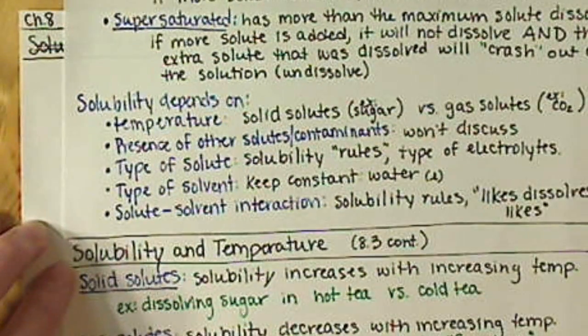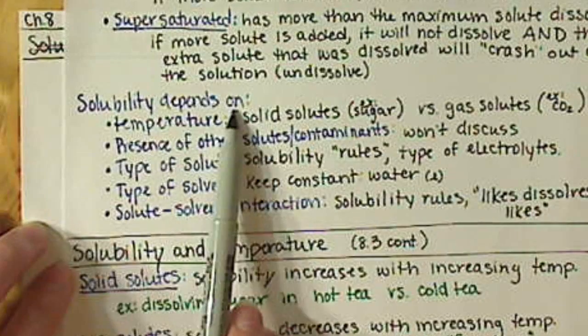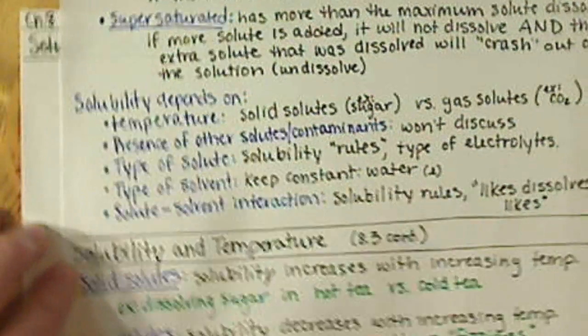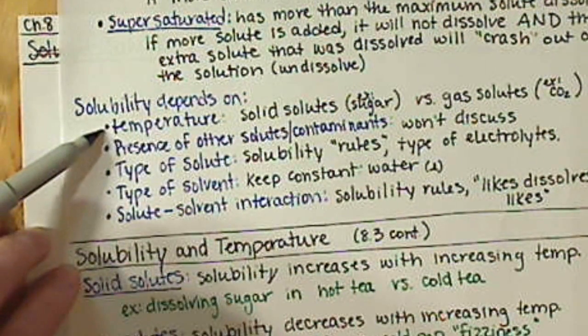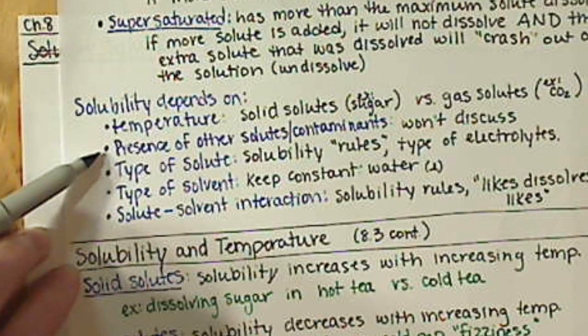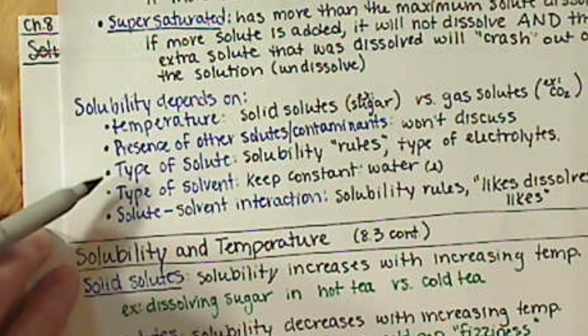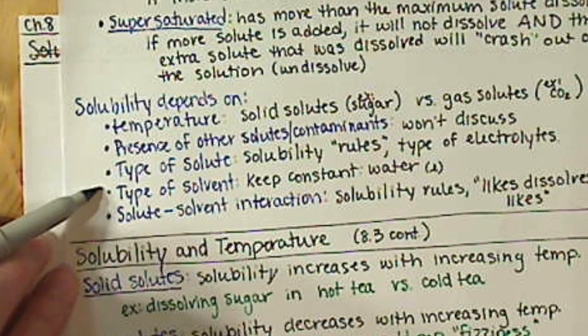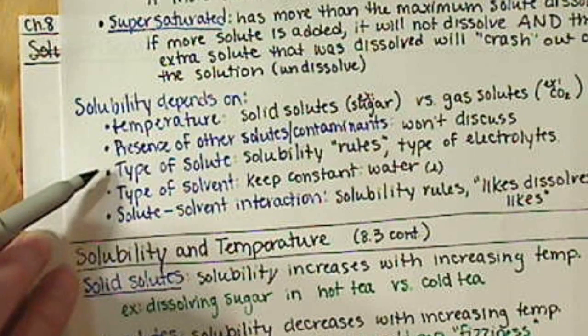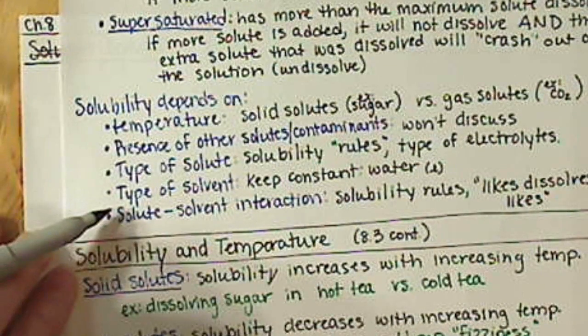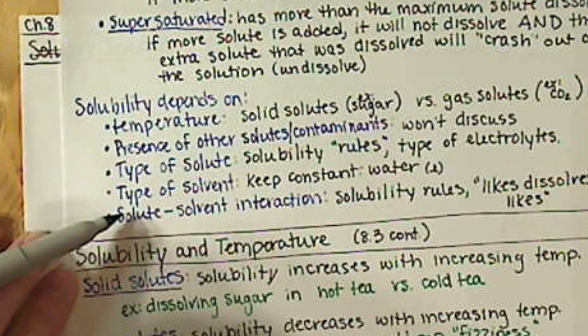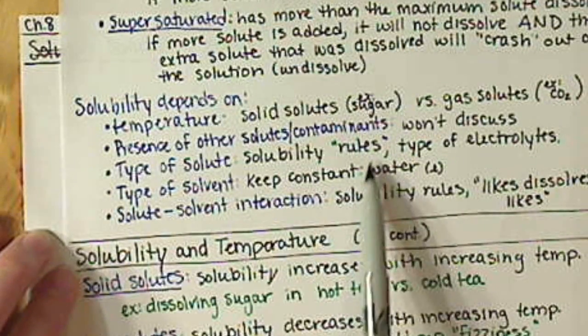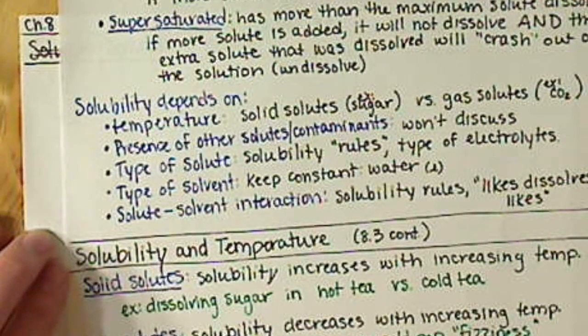So if we recall from our previous lecture, our solubility depends on a number of things. We talked about temperature. We're not going to discuss the presence of other solutes or contaminants. Our type of solvent, we're going to be dealing with water now, so that doesn't change. So basically our type of solute and our solute-solvent interaction is going to depend on these solubility rules.